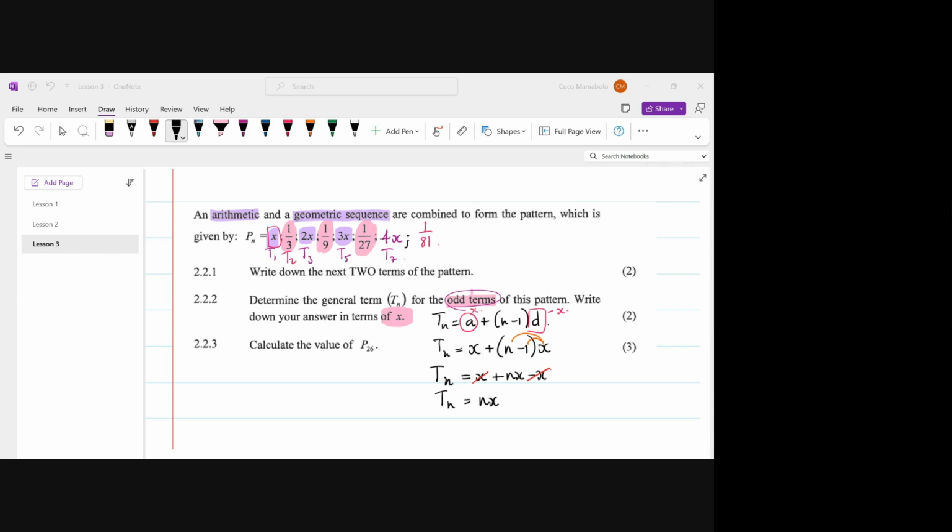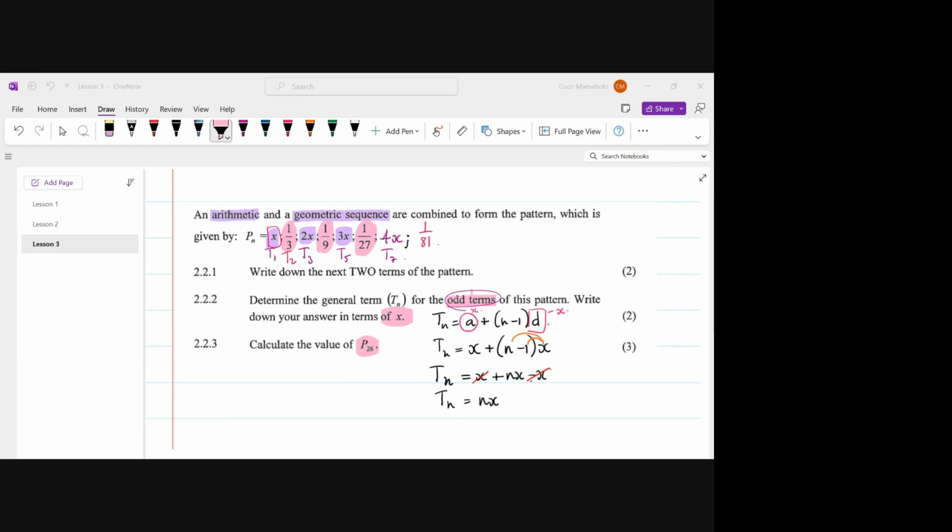Okay, all right. Let's look at question 2.2.3. It says, calculate the value of P26. Which one is that? Which one is P26? Is that the arithmetic or the geometric sequence? P26. Think about the way that they've structured each of these. Okay, the question above, that's it. It's the pink. The question above asked us for the odd terms, and we've managed the odd terms, but now they want P26. P26 is the even terms.